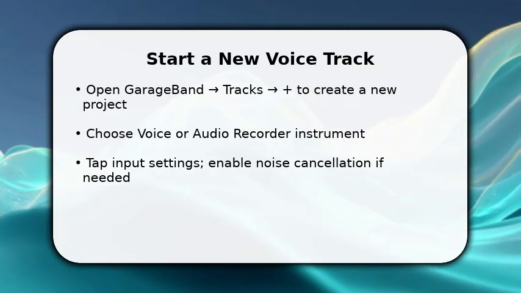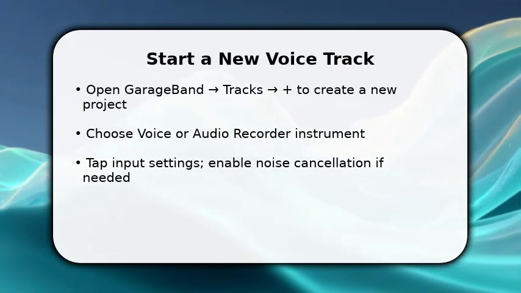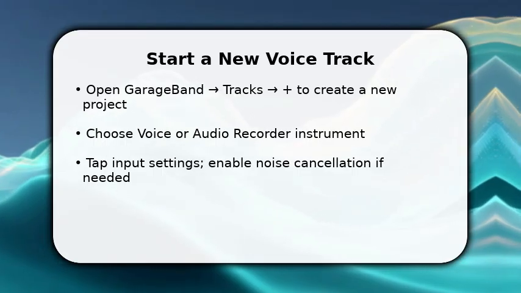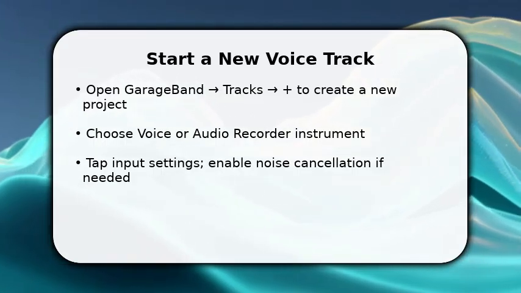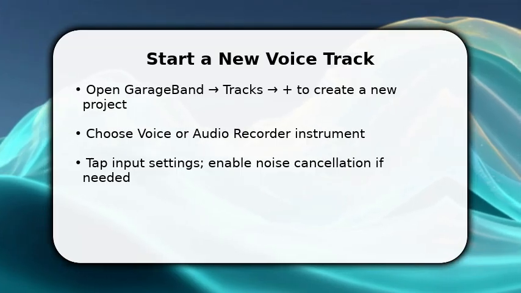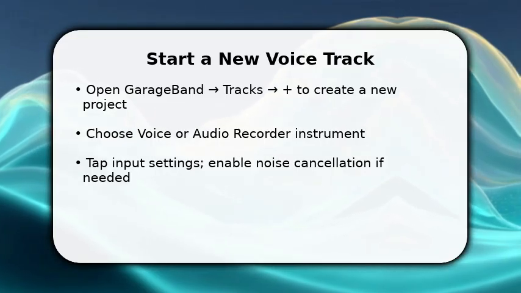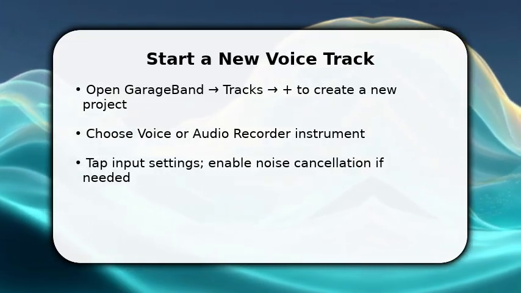You start by creating the track that captures your voice. Open GarageBand, tap Tracks, then Plus to make a new project. Choose Voice or Audio Recorder so the app uses the mic correctly. Once done, tap the input settings and set your input level. Make sure noise cancellation is on if background hiss is present.